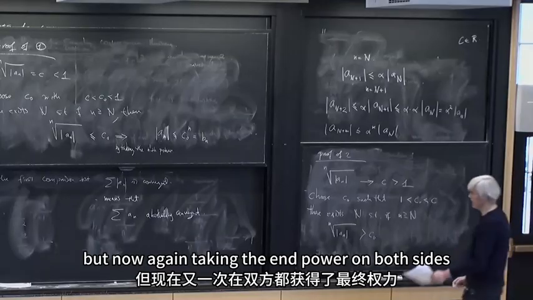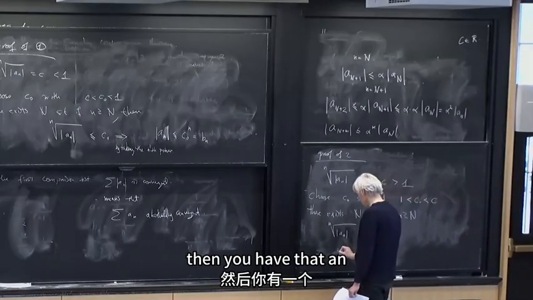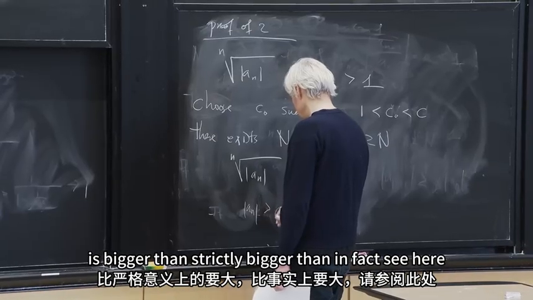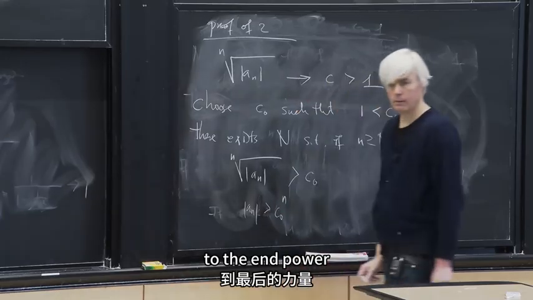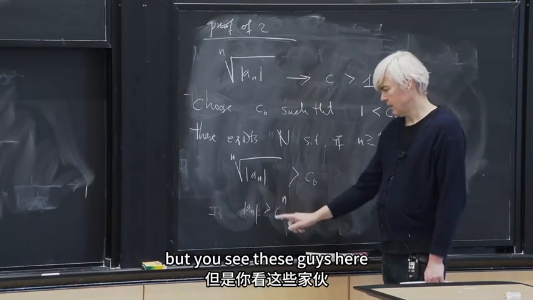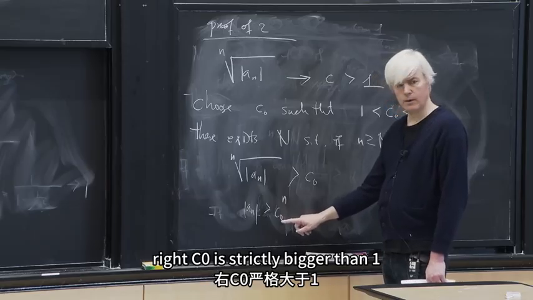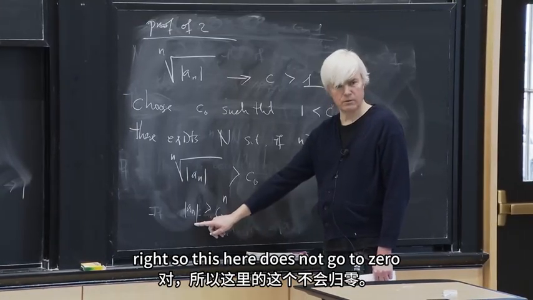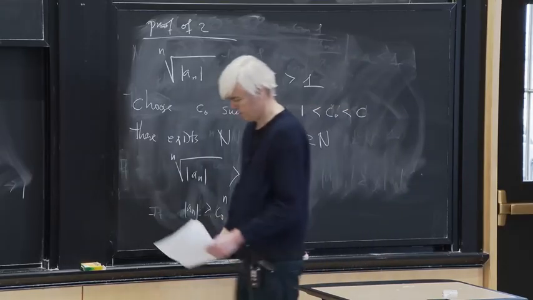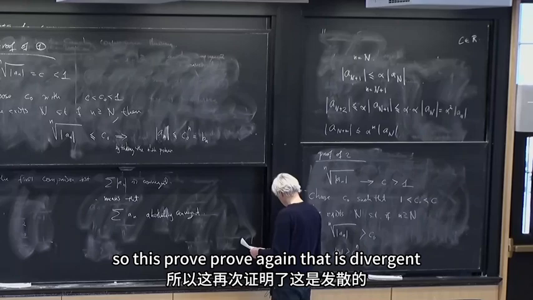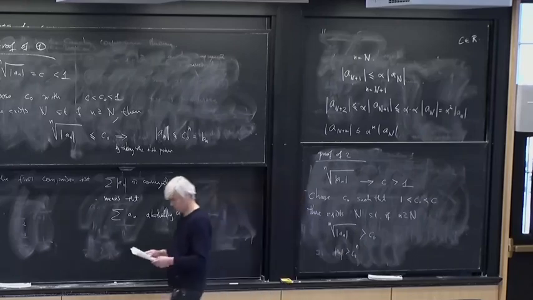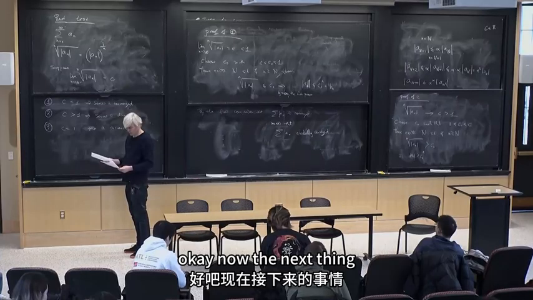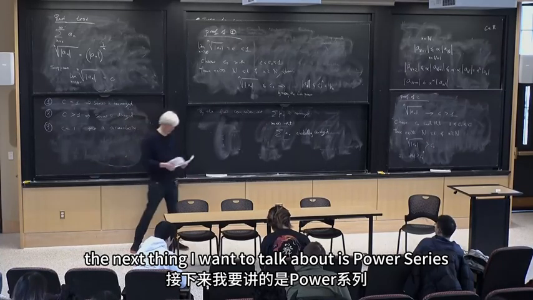But now again, taking the nth power on both sides, you have that the absolute value of a_n is strictly bigger than C0 to the nth power. But you see these here, C0 is strictly bigger than 1, so this here actually even goes to infinity. So this here does not go to 0. So this proves again that it's divergent. So this is proof 2. Okay. Now the next thing we want to talk about is power series.